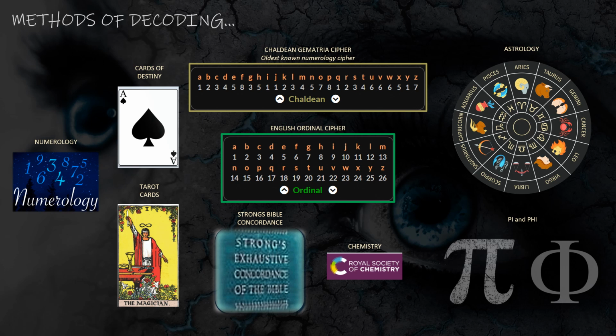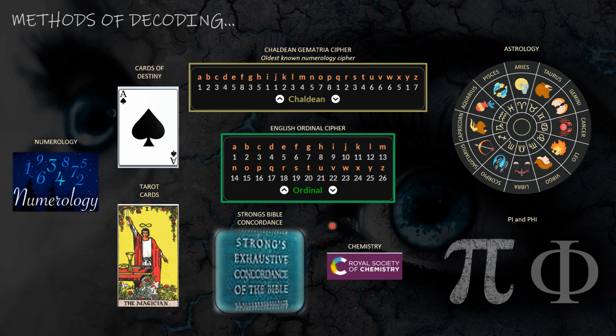It pairs very well with the standard English ordinal cipher, which is just grouping up the letters and arranging them from 1 to 26, which allows us to look at A as 1 and Z as 26. The other method I use for decoding numbers is the Bible, and with that I go to the Strong's Concordance of the Bible, where the ancient Hebrew of the Old Testament and the Greek in the New Testament are arranged by numbers, and we can look at those numbers and extract meanings.